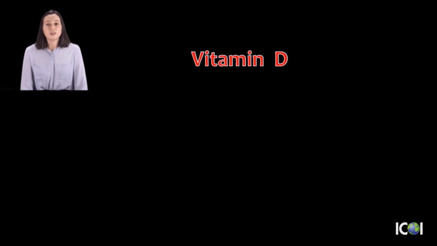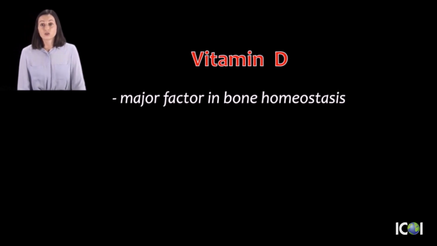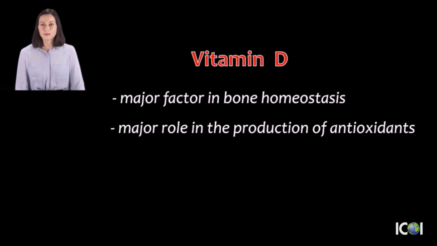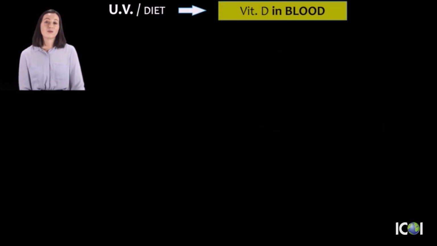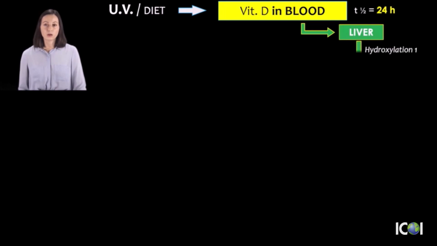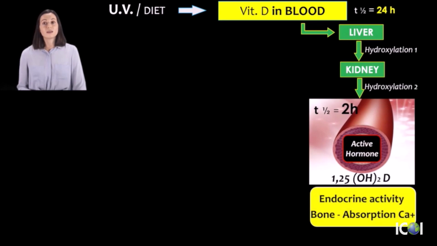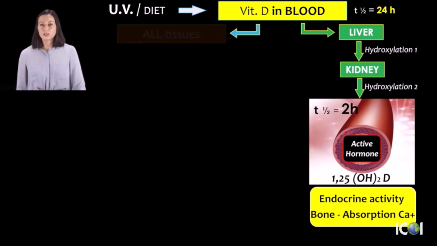Now, vitamin D. Vitamin D is actually a hormone and a major factor in bone homeostasis and in antioxidant production. We get vitamin D from direct sunlight or the diet, and it goes into the blood. Now there are two pathways. The first one goes through the liver and then the kidney, where it acts as an active hormone. And this is the endocrine activity of vitamin D. It helps the absorption of calcium.